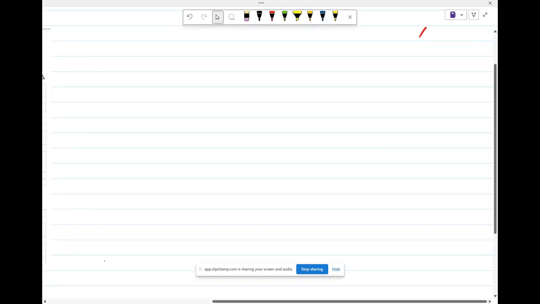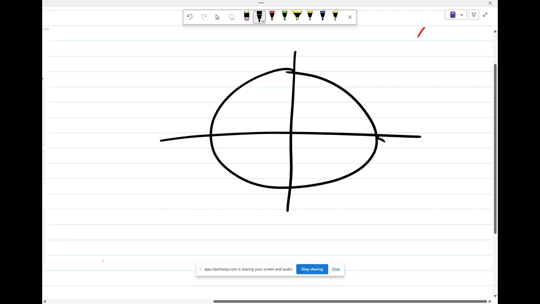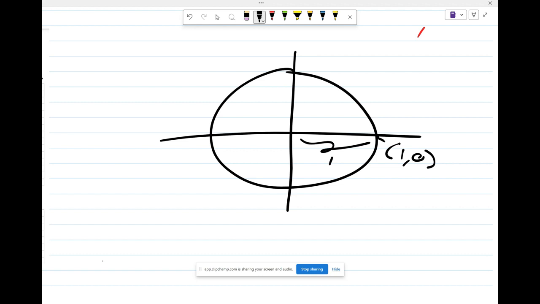So the unit circle. The unit circle is a circle of radius 1 centered at the origin. Because this is 1, this point is (1, 0). This point is (0, 1). Sorry, this point is (-1, 0), and this point is (0, -1).